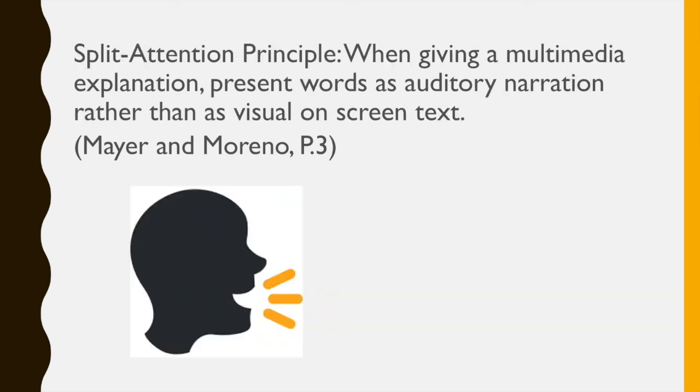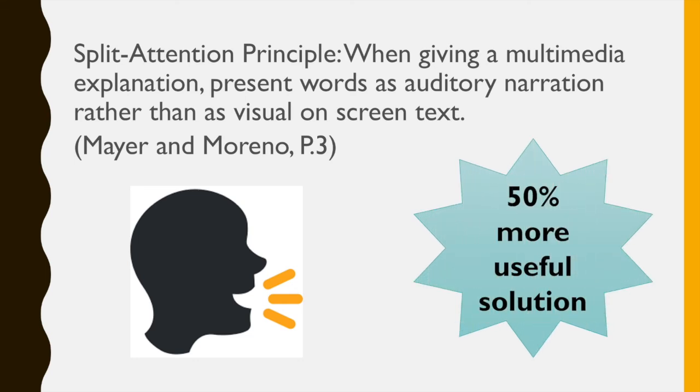His next experiment was presenting words in audio narration format or visual on-screen text. 50% more useful solutions were generated if students were watching and listening to the animations. The reason is very simple. If we watch the animation and the on-screen text at the same time, it may overload our visual processing system. When we receive the information from two different systems, visual and audio, at the same time, our brain will automatically build connections between the information and form the knowledge.